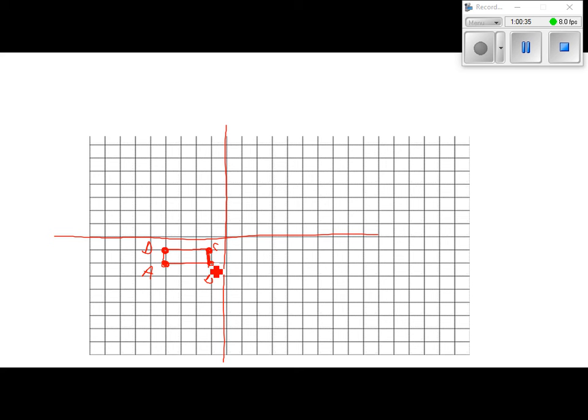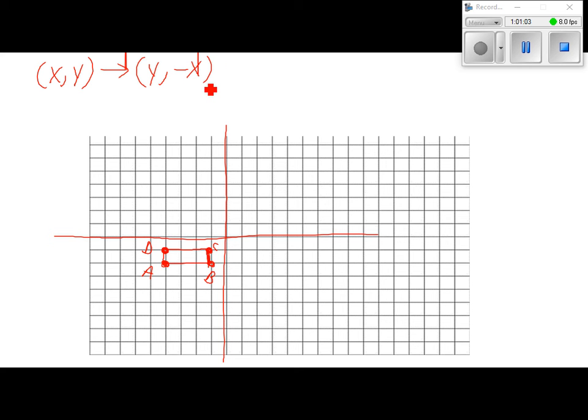It says the image is rotated 90 degrees clockwise about the origin, then reflected across the x-axis, then translated 3 units right, 5 units up. So they're actually doing 3 things to it. So the first thing, 90 degrees clockwise. Did we have a rule for 90 degrees clockwise? What was it? Y negative x? Is that what somebody said?